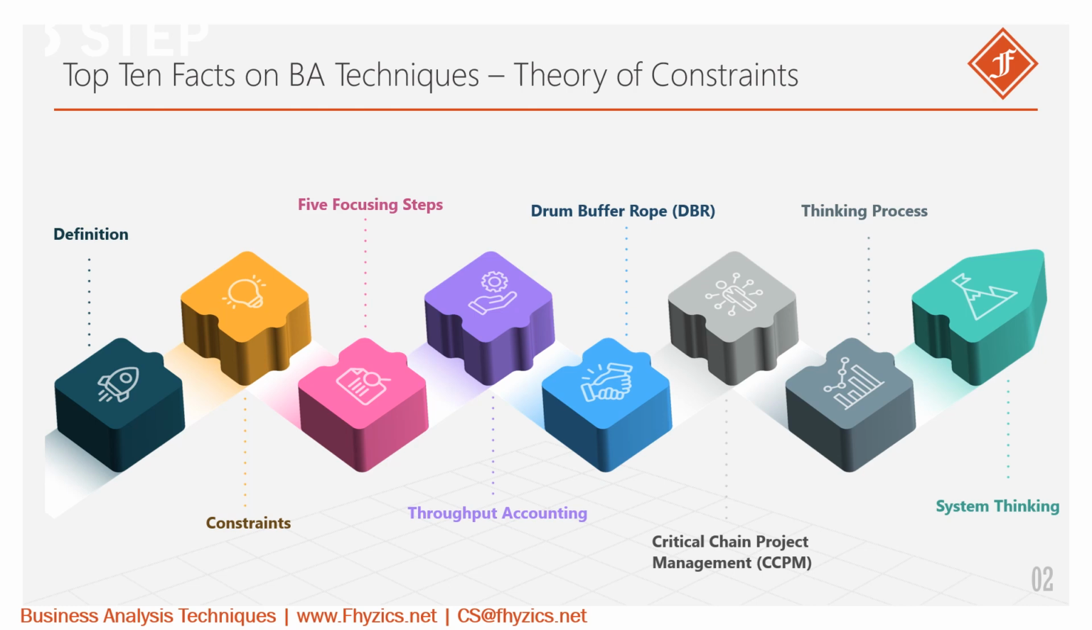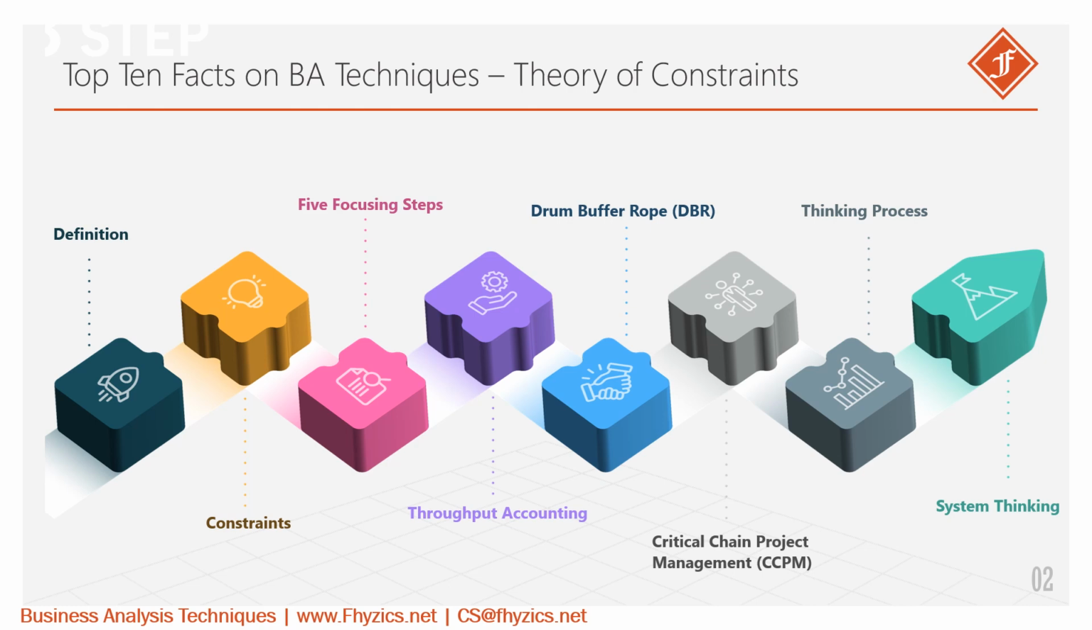5 Focusing Steps. TOC provides a systematic approach to addressing constraints through a series of 5 focusing steps. 1. Identify the constraint. 2. Exploit the constraint. 3. Subordinate all other decisions to the constraint. 4. Elevate the constraint. And 5. Repeat the process with the newly identified constraint. These steps help in continuously improving system performance.